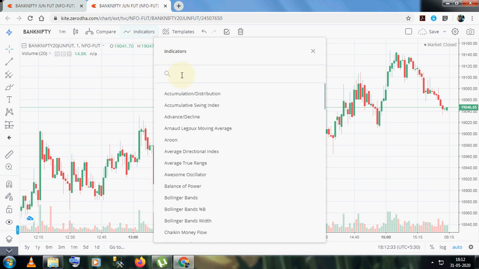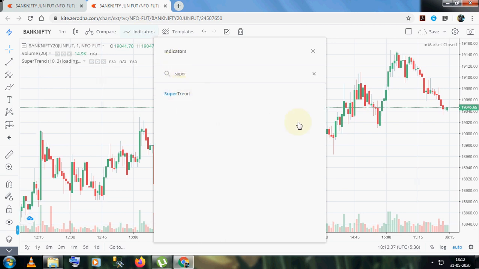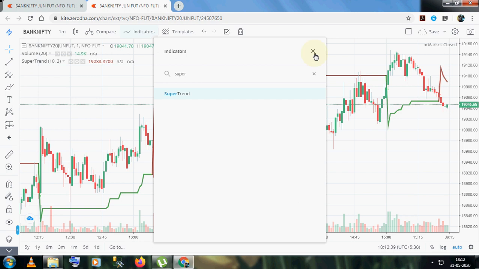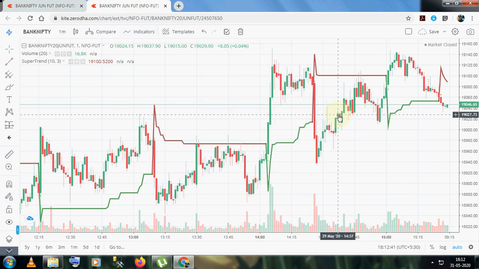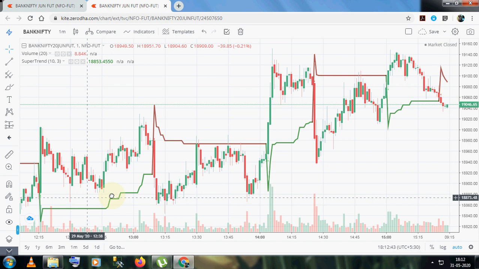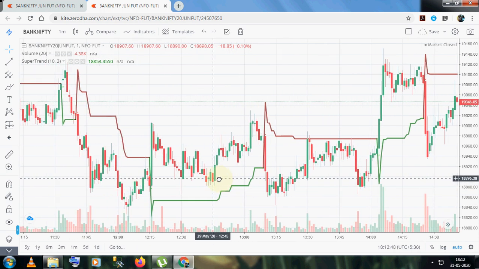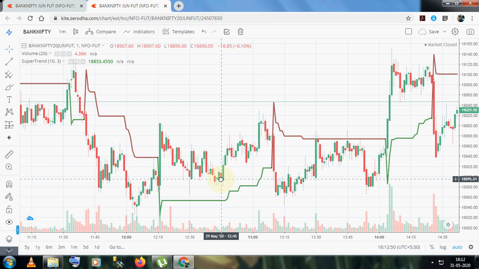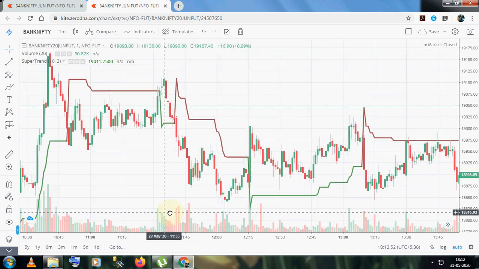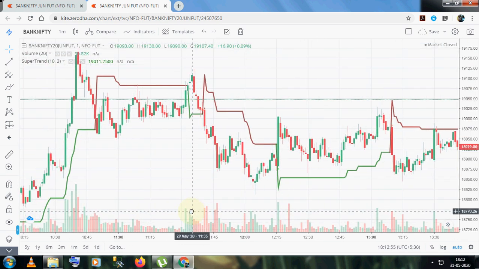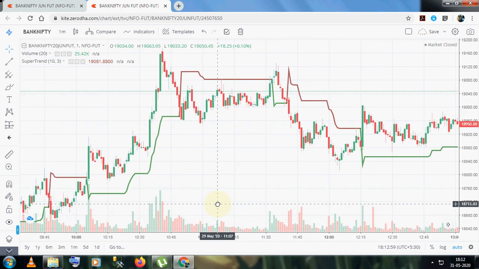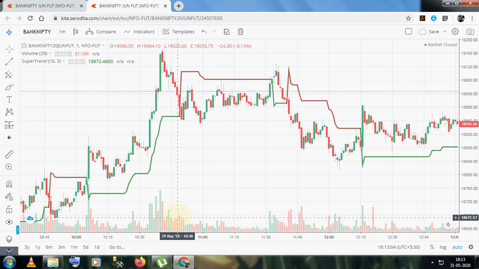First thing, guys, go and add Supertrend here. Once you have added the Supertrend, you can see that it will show you a buy and sell signal. My strategy is not anything extraordinary. It is very simple. Wherever the Supertrend says to buy, you go and buy, and wherever the Supertrend says to sell, you go and sell. This is all my strategy, guys.